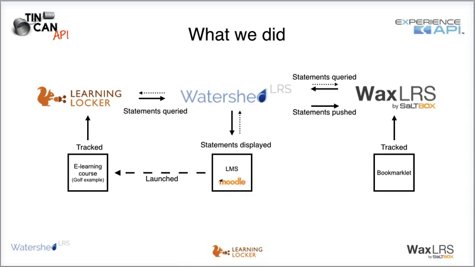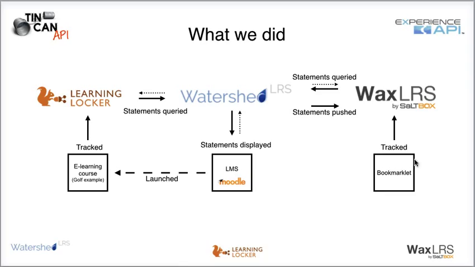In this case, we used Moodle LMS to launch an e-learning course, the golf example, and that e-learning course was set up to send statements to Learning Locker. Those statements were then pulled from Learning Locker into Watershed LRS, and then Moodle queries Watershed for the statements and displays those to the learner.